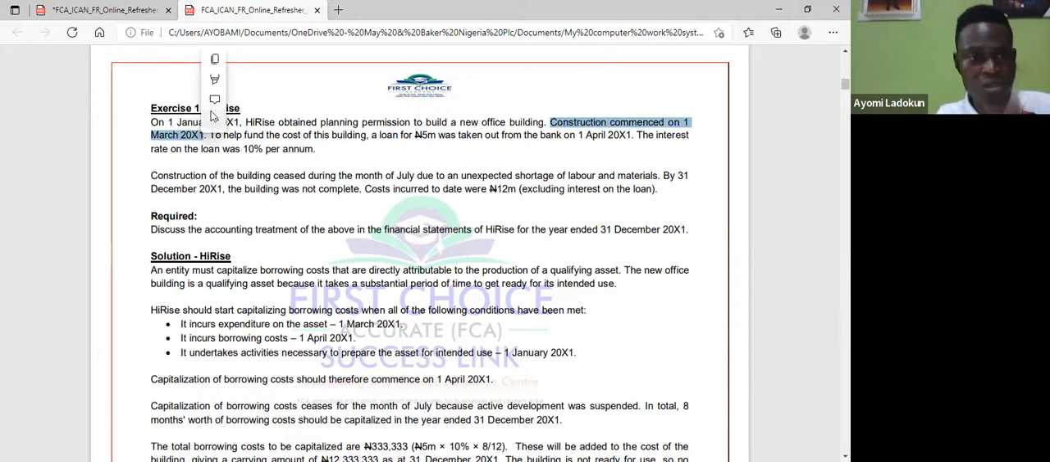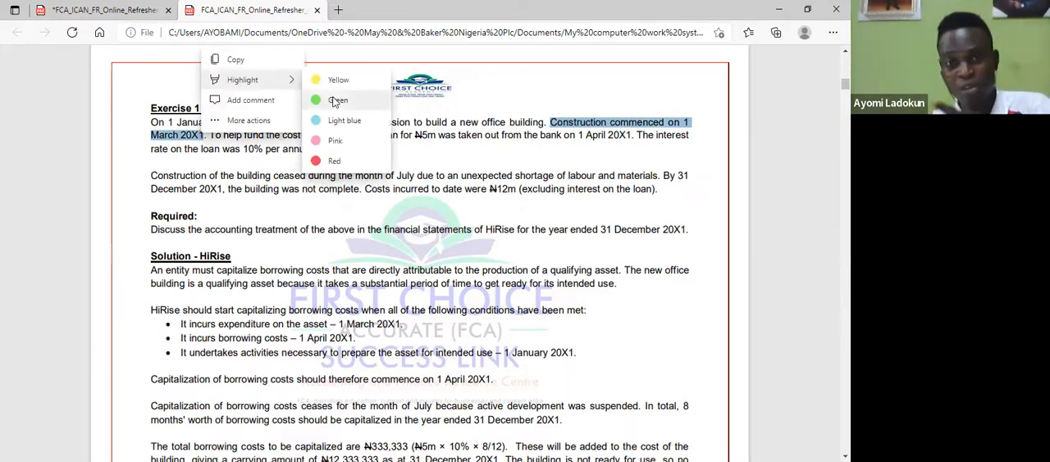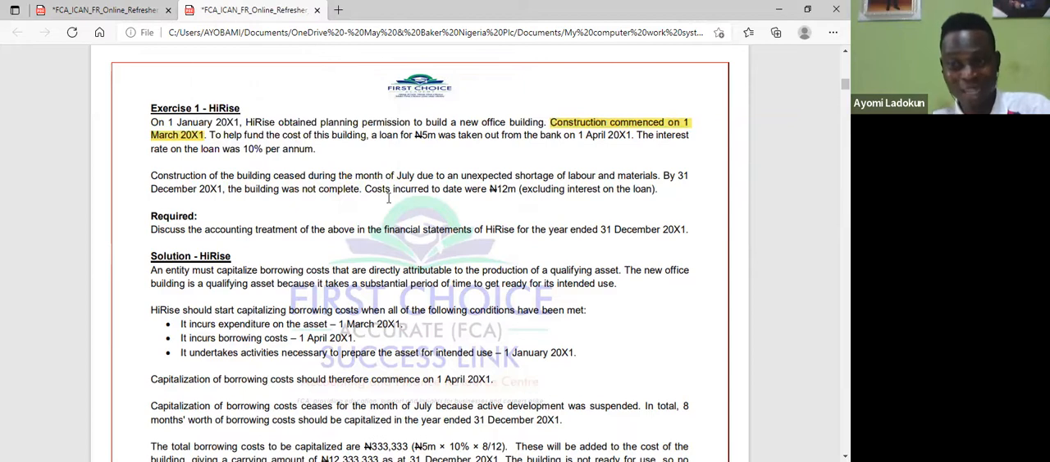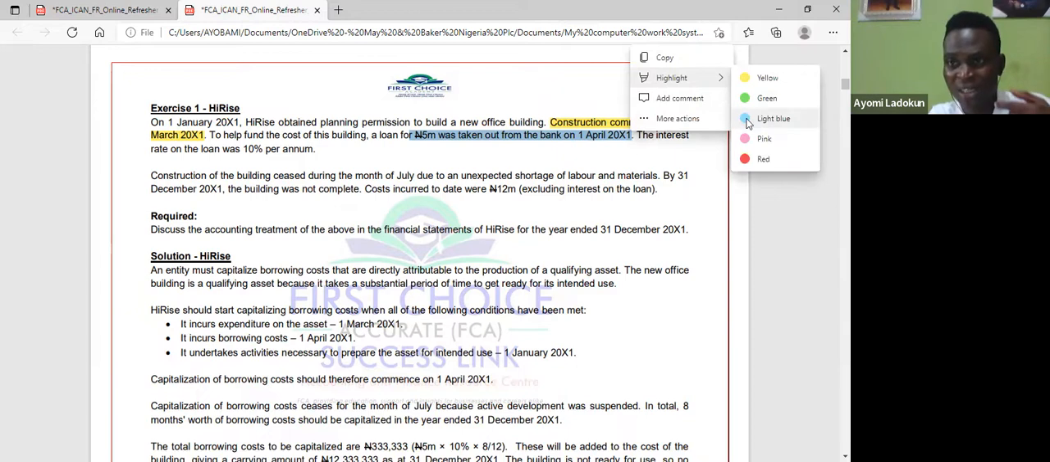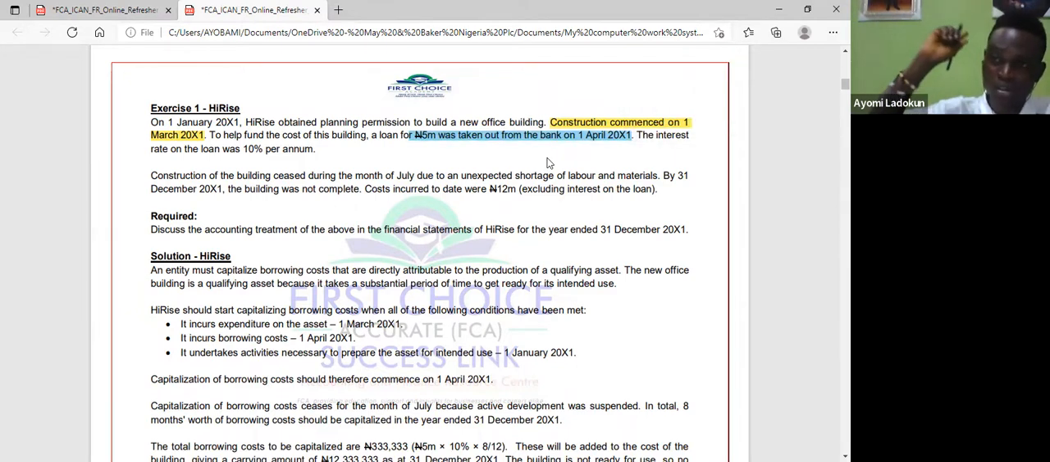Did you see that? When you see that, don't look at the solution. I know some of you are peeping at the solution. Don't look at it. Let us solve it together. They say construction commenced on 1st March. Borrowing costs: he went to the bank to borrow 5 million on 1st April. So when do we capitalize borrowing cost? The answer is 1st April. Even though I started construction in March, I went to borrow money in April. So I will start capitalization in April.